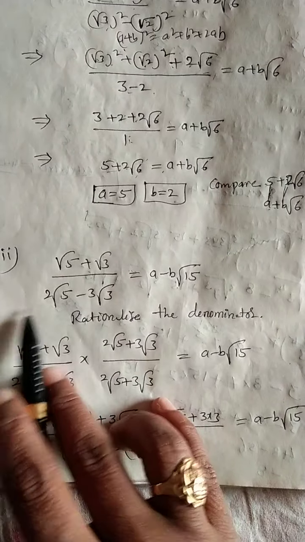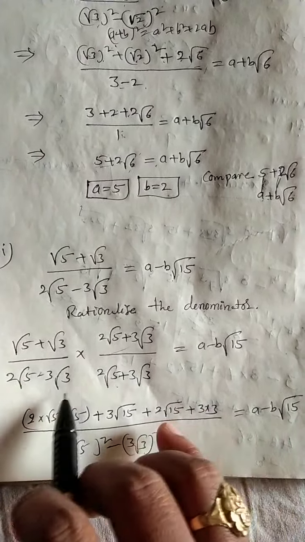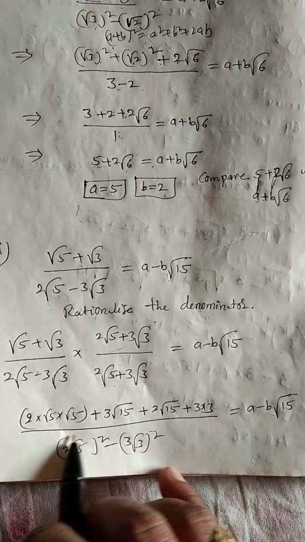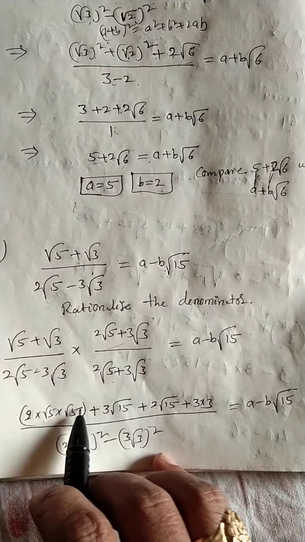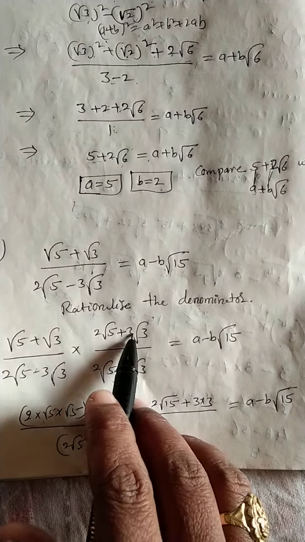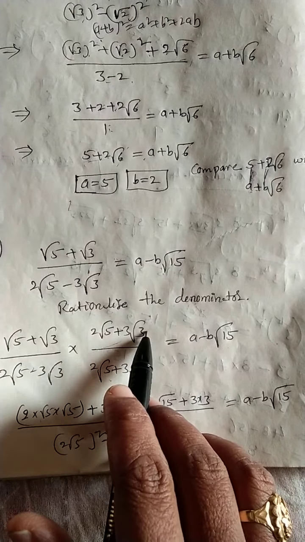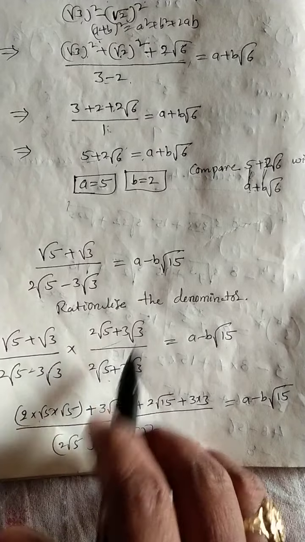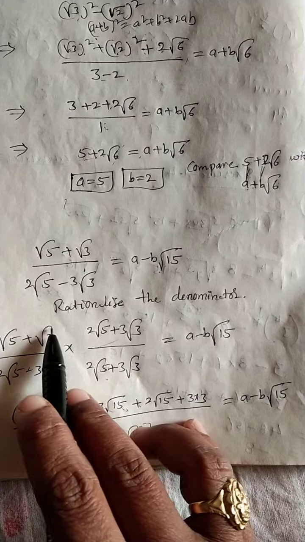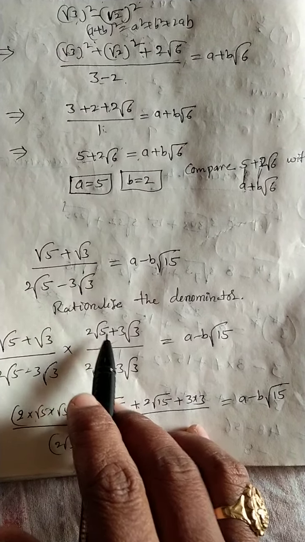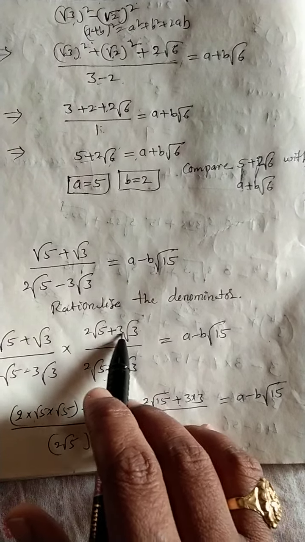Similar method only, the second bit also. You can rationalize the denominator with the opposite sign of that and the RHS as it is, and you can multiply. 2 into root 5 into root 5, plus root 5 into 3 root 3, means 3. Here root 3 into 5 we can write as 15. These 3 as it is, plus, now you can multiply these two. 2 root 15, plus root 3 into root 3, 3 root 3.